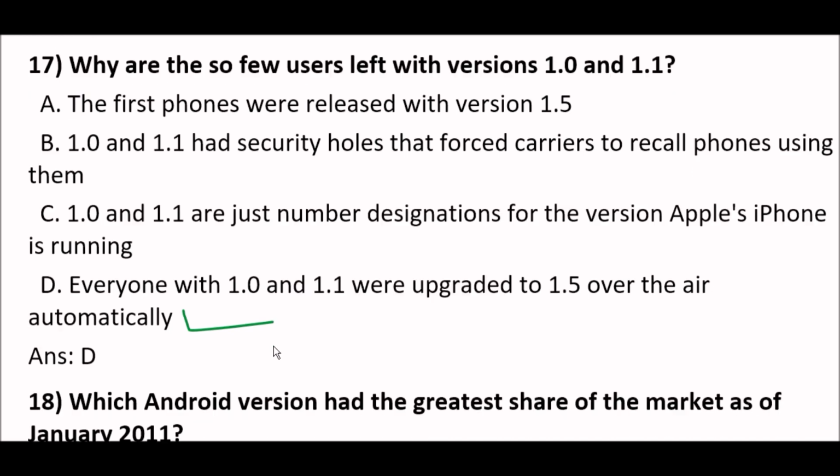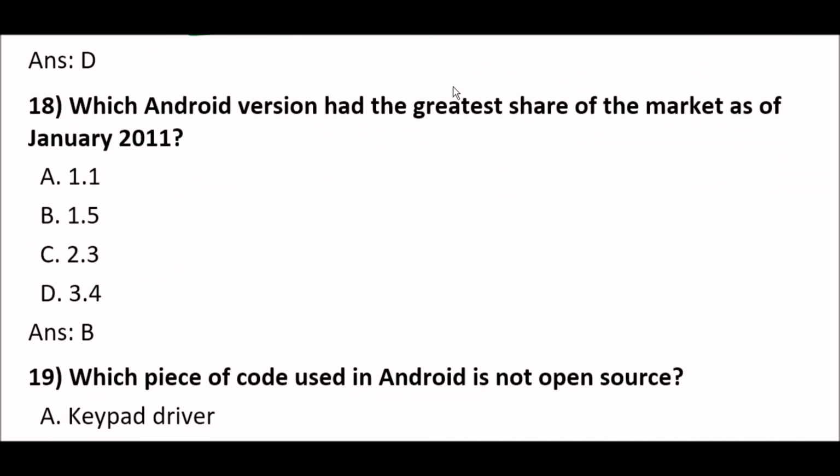Next question. Which Android version had the greatest share of the market as of January 2011? Option A 1.1, option B 1.5, option C 2.3, option D 3.4. Right answer is option B 1.5. The 1.5 Android version had the greatest share of the market as of January 2011.